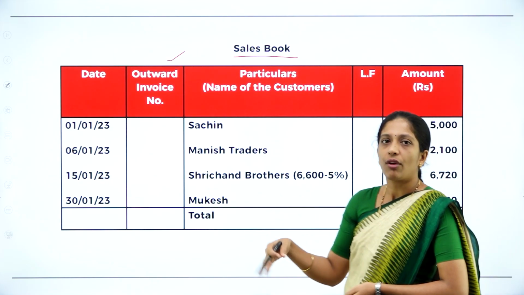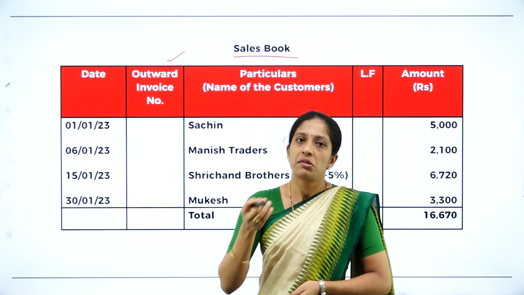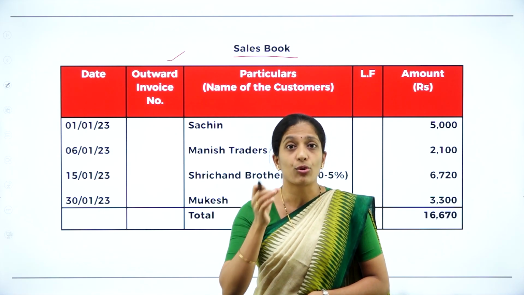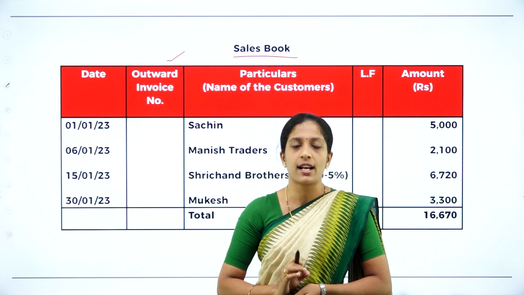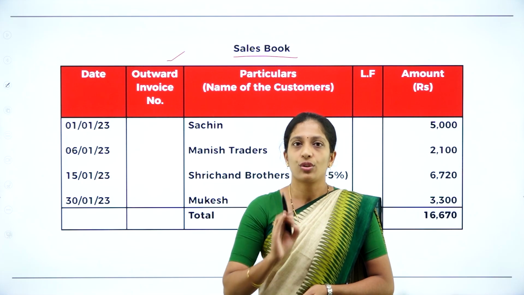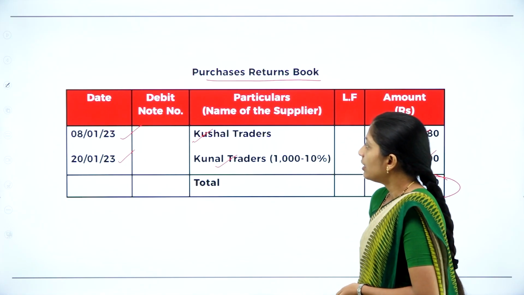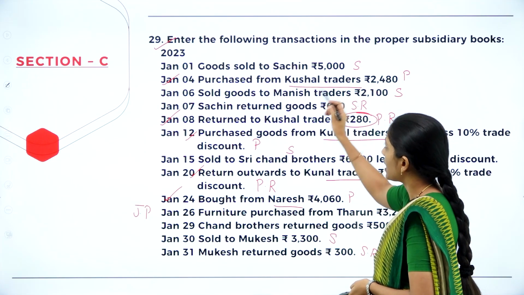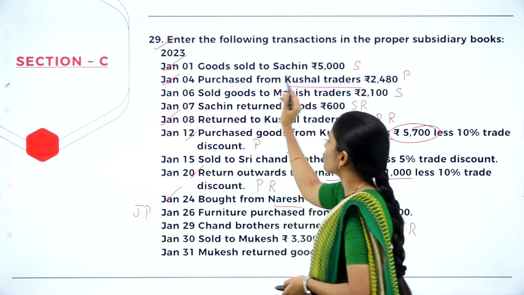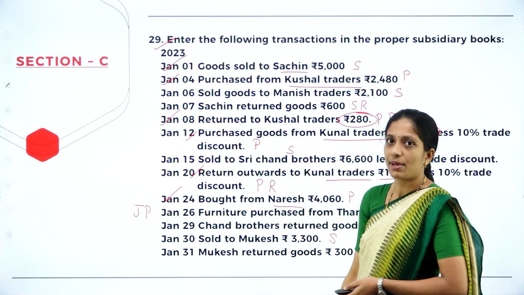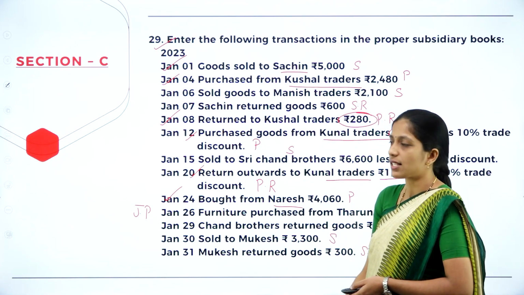Same as how you have recorded in your purchase book, in the same way here also you will record, but only sales transactions are to be recorded, and wherever there is trade discount, you have to deduct. Now let us see the transactions. Yes, first one itself, goods sold to Sachin. So name of the customer is Sachin and the amount is 5,000.